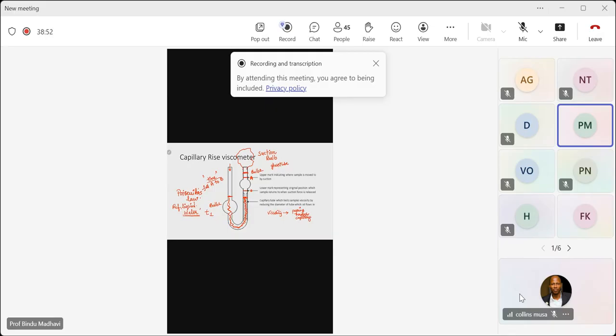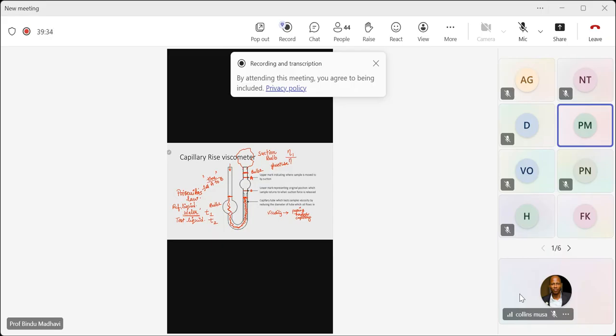Next, we are going to repeat the experiment. We remove water. Now we use the same viscometer to measure the time taken by the test liquid to fall down from A to B. We note down its time as T2. We repeat the experiment first by using the reference liquid, which is water. The second trial, we use the test liquid whose viscosity we want to measure. We note down the time taken by water as T1, and the time taken by the test liquid as T2.